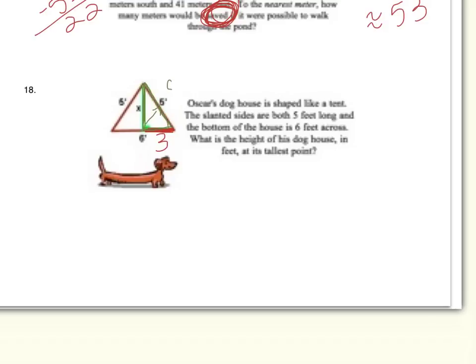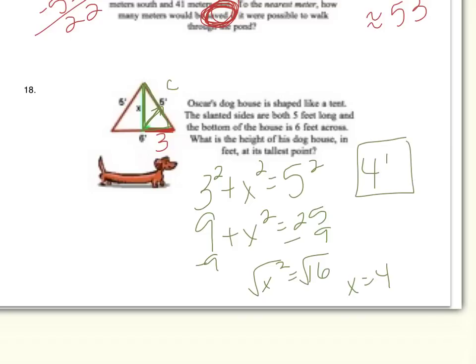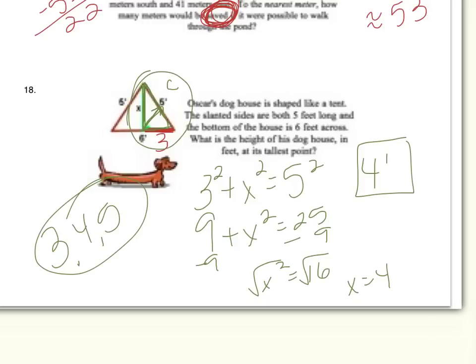So 5 is the c, because it's across from the right angle. So 3 squared plus x squared equals 5 squared. So this is 9. We subtract the 9, and we get 16. Then we take the square root, and we get 4. So it's 4 feet. Remember I told you guys 3, 4, 5 is one of the most common Pythagorean triples, so that one was a 3, 4, 5.